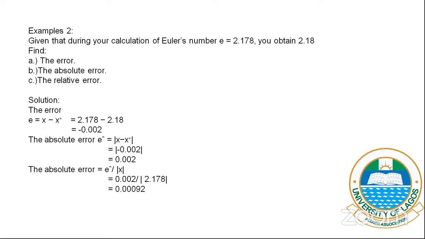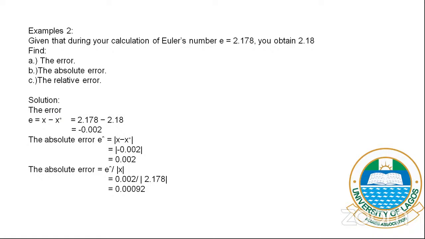All right, sir. Please pause at that point. Now, example 2. Given that during your calculation of Euler's number, now can you explain what E is? And what you obtained? What's the name given to 2.18 and 2.178? I'm about to get to that, sir, because Euler's number in mathematics is also represented with E. So I know that will be a bit confusing.